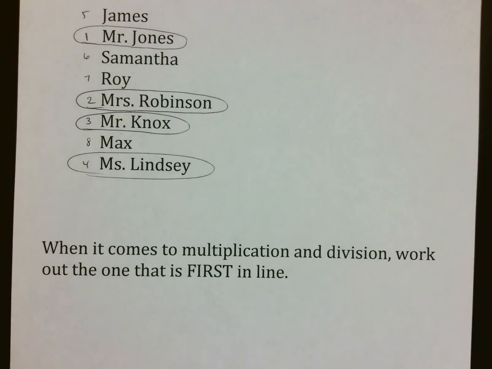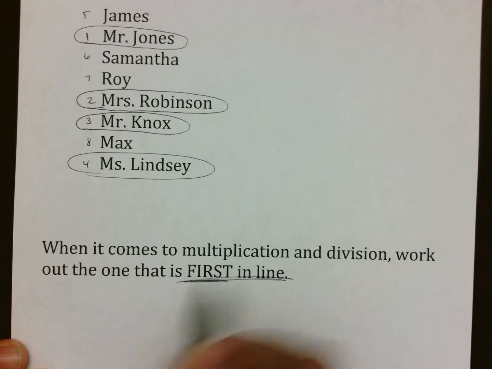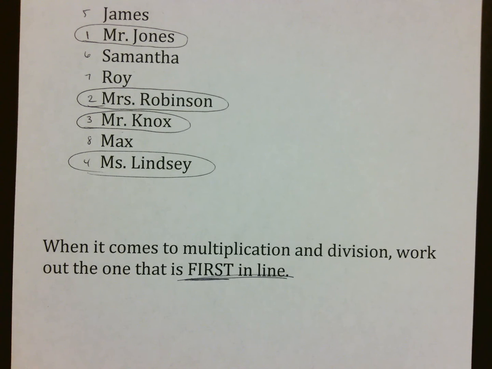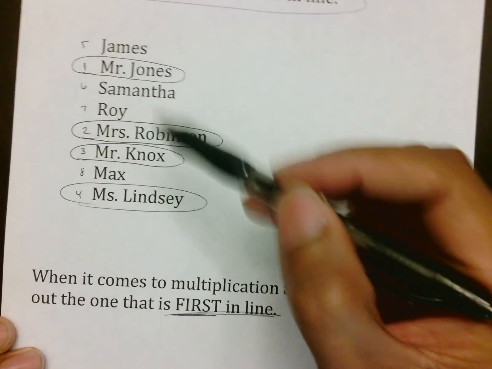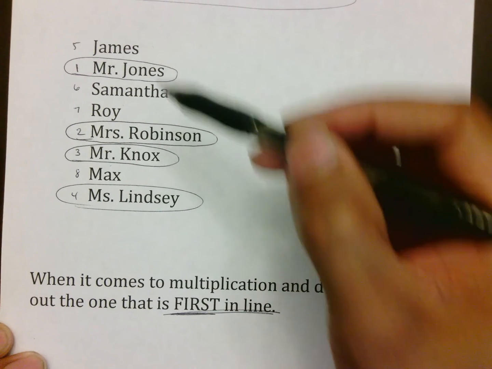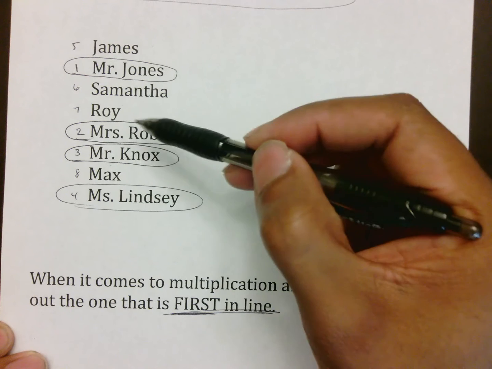I believe this is also in your notes. When it comes to multiplication and division, work out the one that is first in line. So again, I did not jump past Mr. Jones because Mrs. Robinson was a female. I went to Mr. Jones, fed him, then Miss Robinson, then Mr.